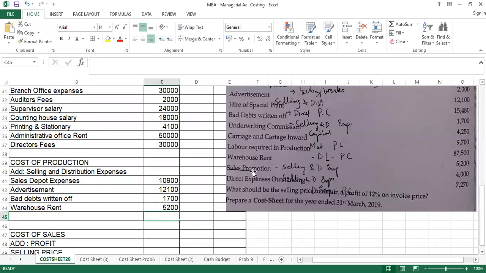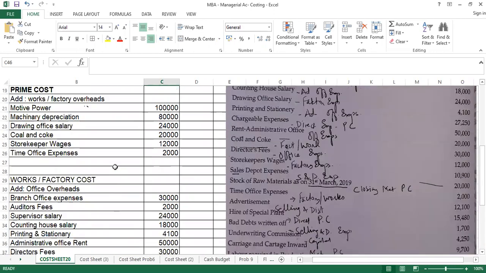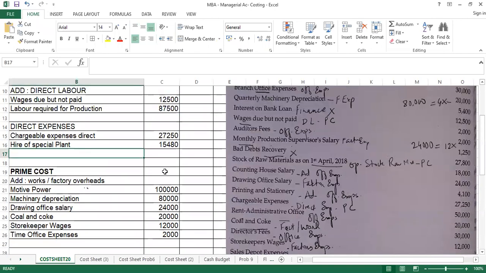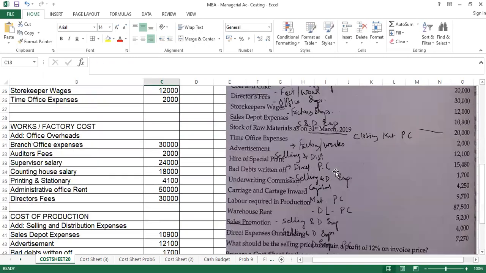After warehouse, we have sales promotion expenses, 4,000. That will go to your sales expenses. Then last is direct expenses outstanding, 7,270. That will go to direct expenses, your prime cost component. So we are finished with all the items.